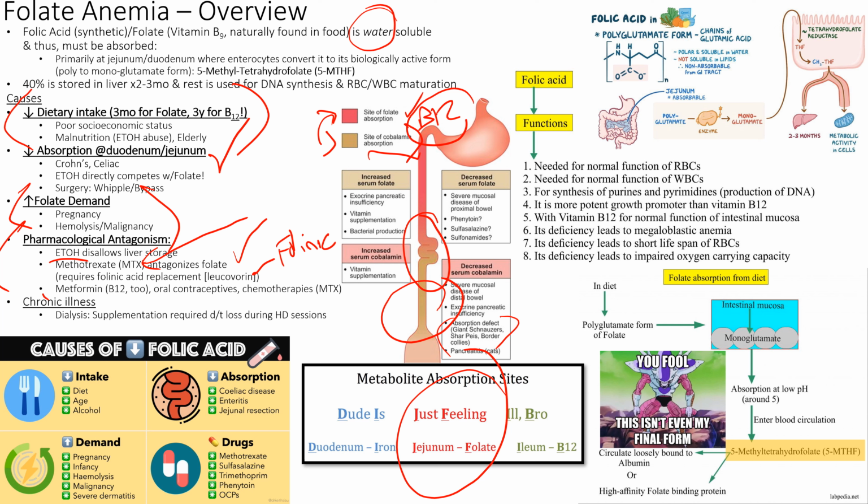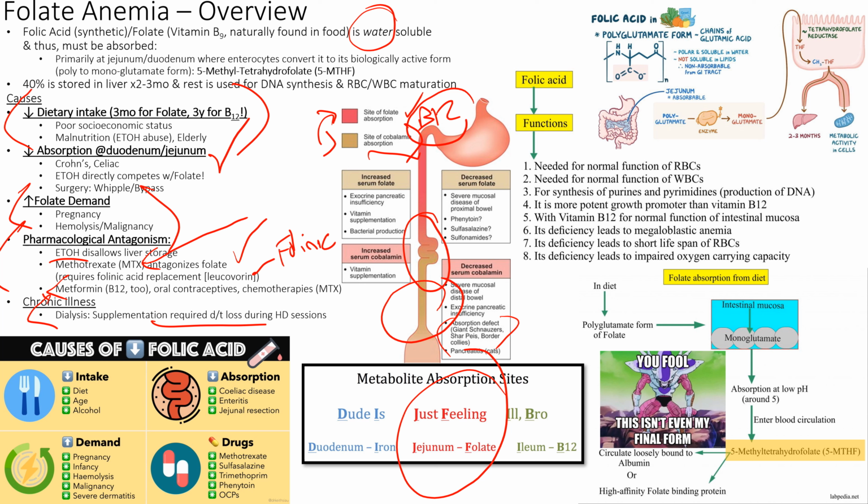All right, metformin actually antagonizes B12. Oral contraceptives, other chemotherapies, we mentioned methotrexate. These guys are going to be antagonizing folate absorption. And then chronic illness. We've got dialysis patients. Dialysis itself can pull out folic acid that's floating in the bloodstream. All right, so what else?